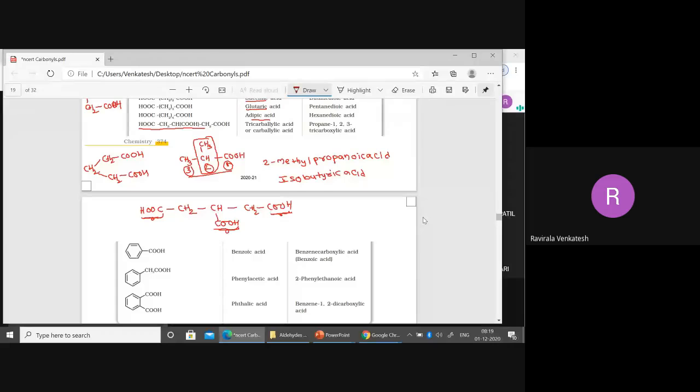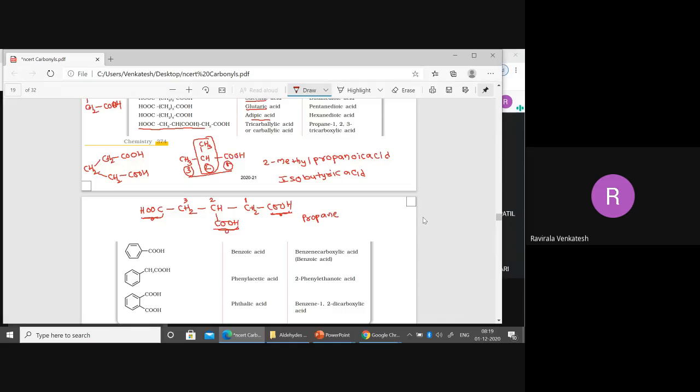Carboxylic acids are given three times. In that case, this is attached to this carbon: 1, 2, 3. On the first carbon, a carboxylic acid is there. On the second carbon, a carboxylic acid is there. On the third carbon, a carboxylic acid is there. Now, what happened here? The total number of carbons is how many? 3. So, prop. Next, between the carbons there is a single bond, ane, propane.